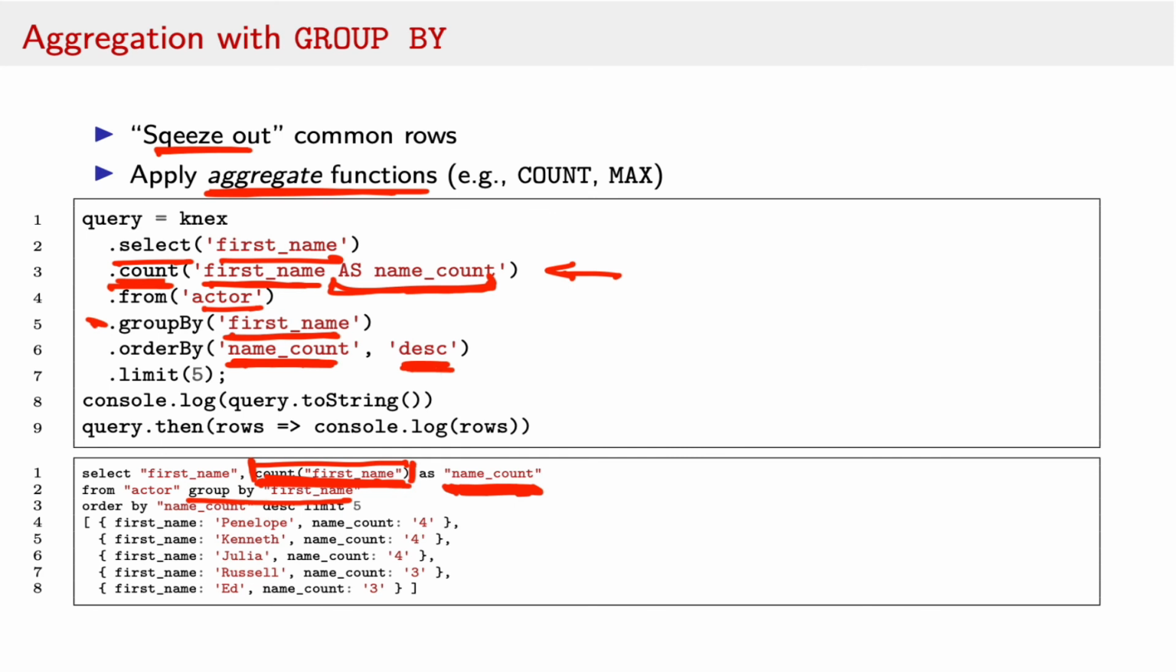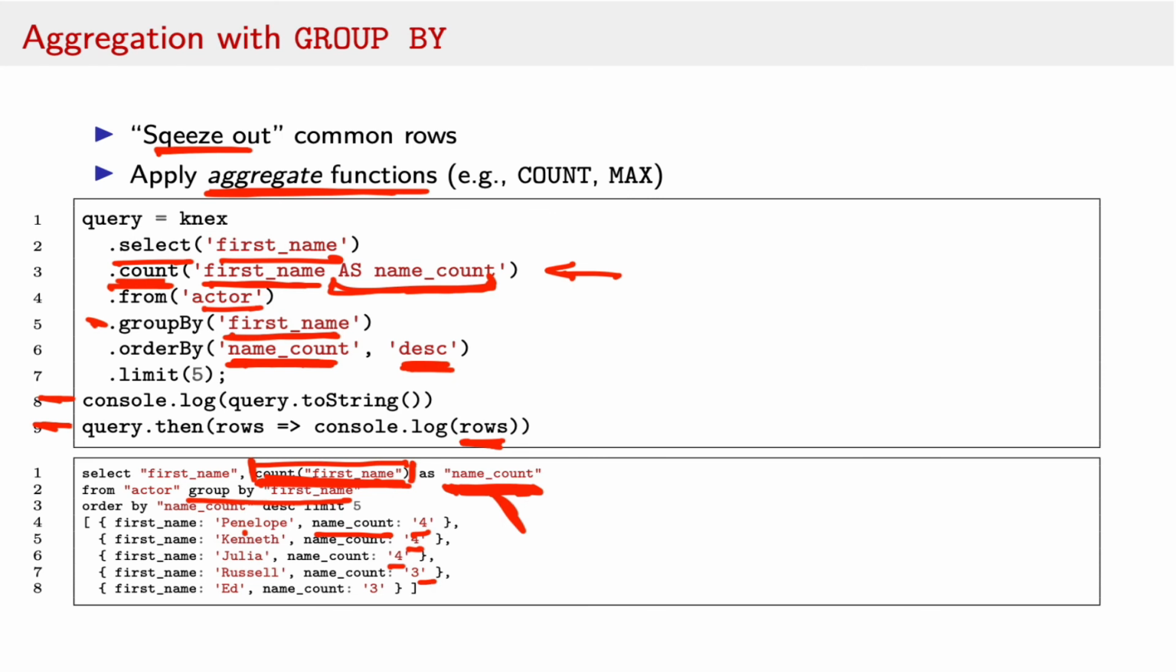Now we can see in the result set that comes back, I'm doing the same thing here, printing out the query and then executing the query and printing the rows that come out. And you can see what happens. We get first name Penelope and then name count, right? That's what's coming from here. And then the number. There's 4 rows that have Penelope, 4 rows that have Kenneth, 4 rows that have Julia, 3 rows that have Russell, and so forth.